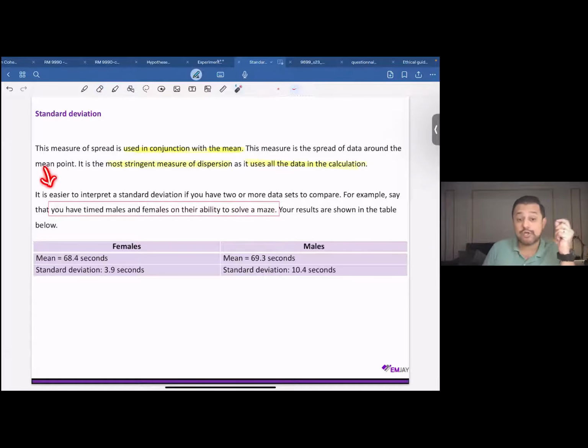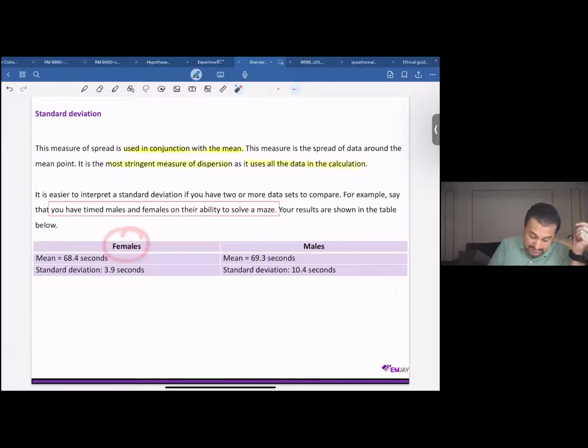Now, taking this ahead, it is easier to interpret a standard deviation if you have 2 or more data sets to compare, right? We had multiple data sets that I showed you. For example, say that you have timed males and females on the ability to solve a maze. Your results are shown in the table below. So we have an example over here. I'm just helping you understand through this example. This example says you as a researcher have timed males and females on their ability to solve a maze, right? We're talking about a comparison between males and females over here. The results are over here.